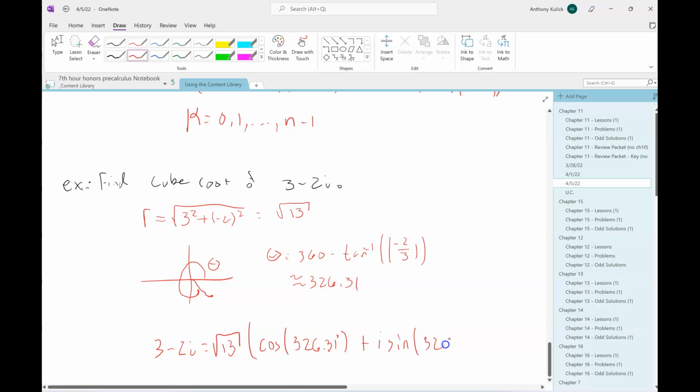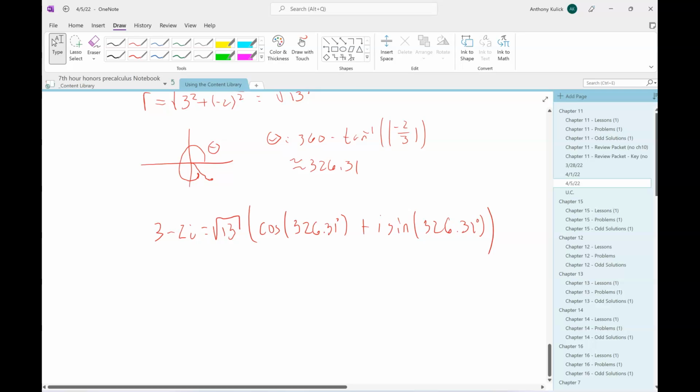So there's my conversion to trigonometric form. No big deal there, right? Feels like that's a process we've done about 3 or 4 times over the course of this class. Should be getting pretty good at this by now, you know what I mean, guys?